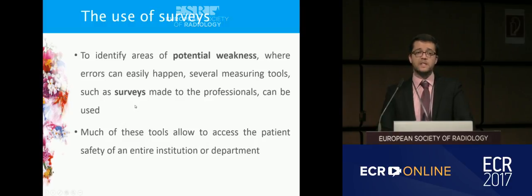And these surveys are usually made for the professionals. Of course, later I will talk about the patient side, but usually the surveys are made for professionals to check how professionals act in a given situation. So we can assess the areas that are weaker, and we can create ways to increase safety in those areas. Many of these tools allow us to assess the patient safety of an entire institution, or we can decide to apply it just to our department.